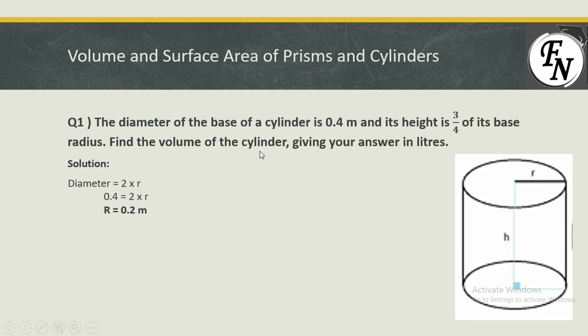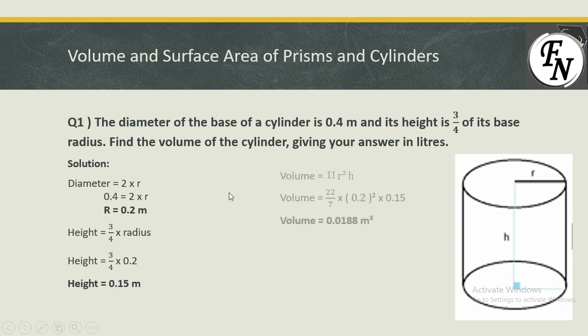After obtaining the radius, we need to calculate the height, as we know that the formula for the volume of the cylinder is volume equals pi r square h. So we need to know the radius and the height to calculate the volume. Using this 3/4 of its base radius, we will write that height is equal to 3 over 4 into radius, and this radius value is 0.2. So we have substituted 0.2. Then we will multiply 3 by 0.2 and divide it by 4, and we will obtain the height as 0.15 meters.